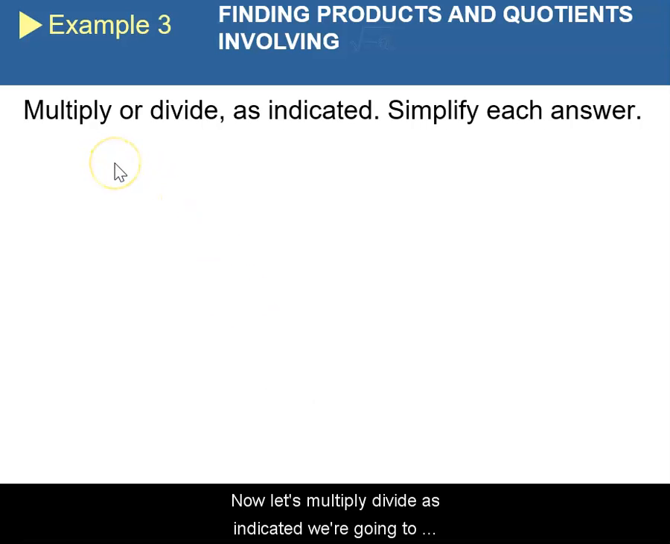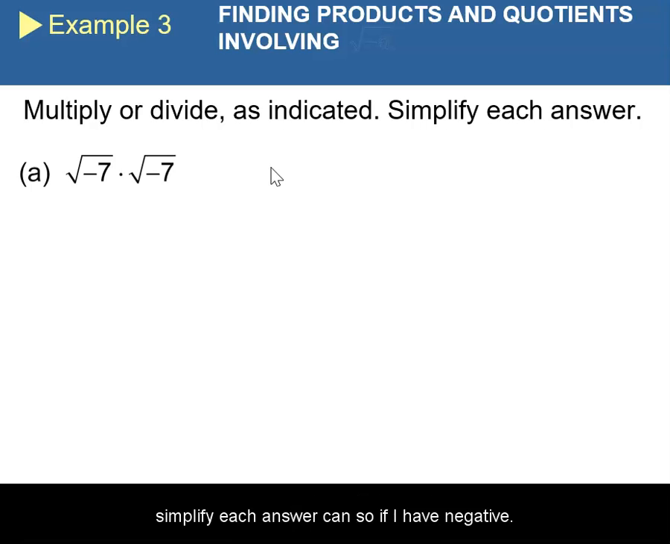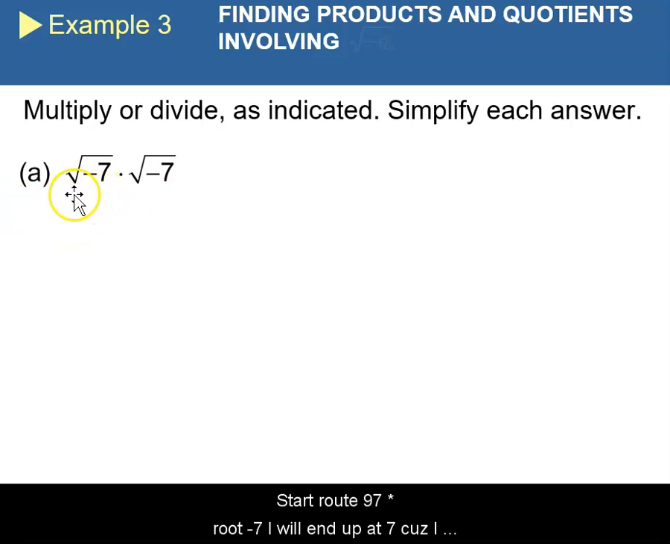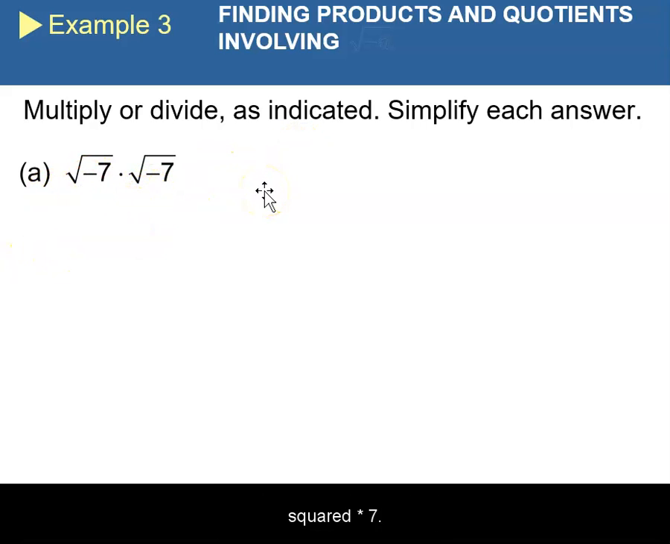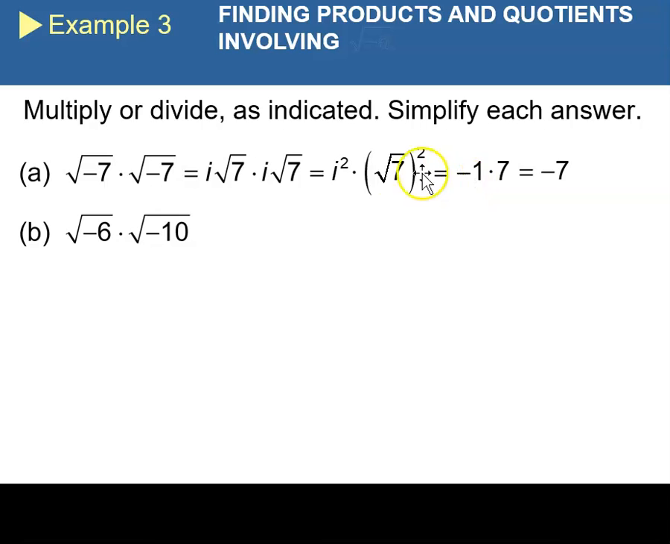So now let's multiply or divide as indicated. We're going to simplify each answer. Okay, so if I have root negative 7 times root negative 7, I will end up with 7 because I have two 7s, but I need to pull out the i first. So I'll have an i squared times 7. Okay. And i squared is negative 1, so you get negative 7.